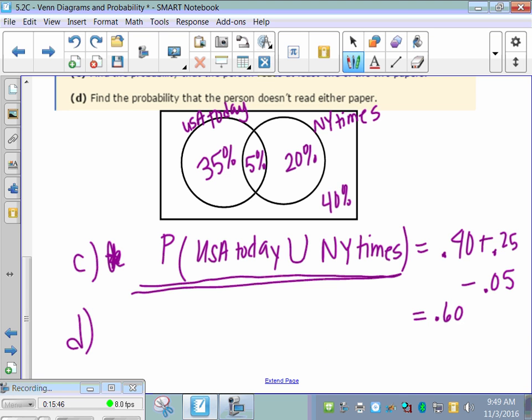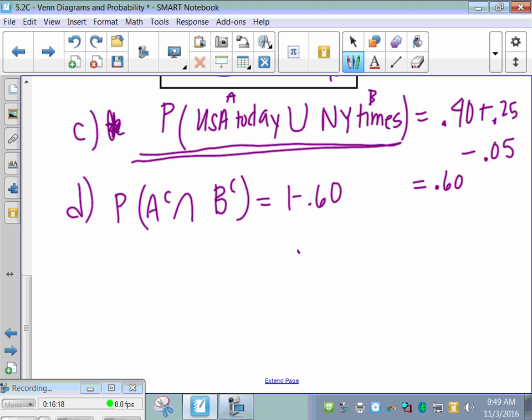All right, and D, find the probability that the person doesn't read either paper. What this looks like, you guys, if I define my events as, let's say this is A and this is B, this would be A complement, doesn't read USA Today, and B complement, doesn't read New York Times. Well, instead of adding them up, we could just do 1 minus this 60%. So we get our 40%. Okay, doesn't read New York Times, doesn't read USA Today.